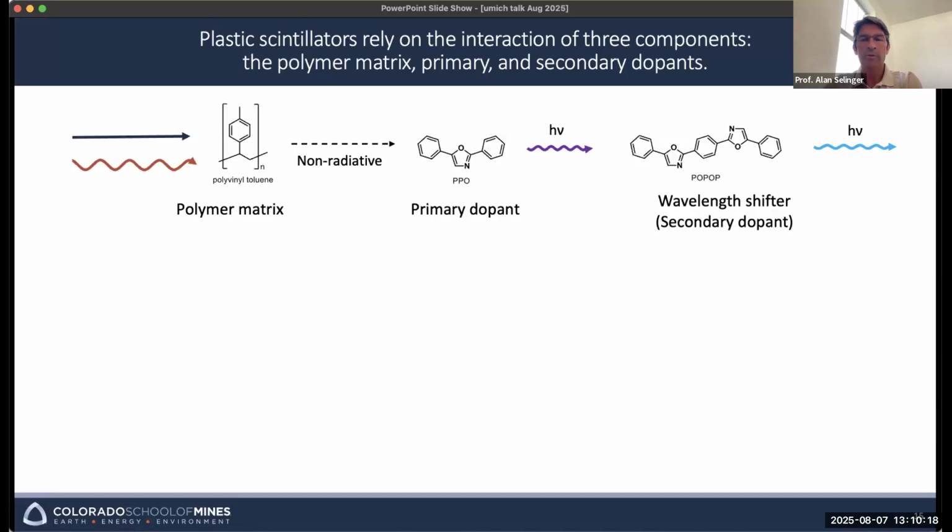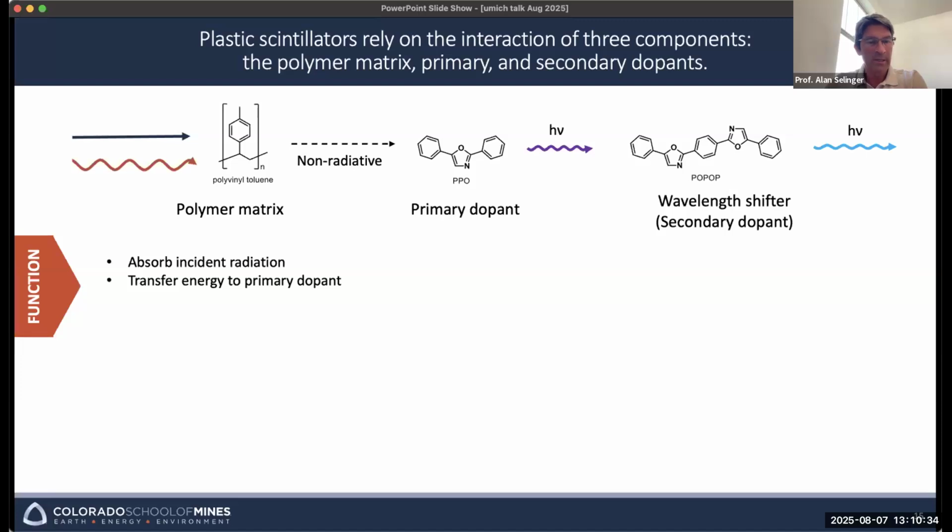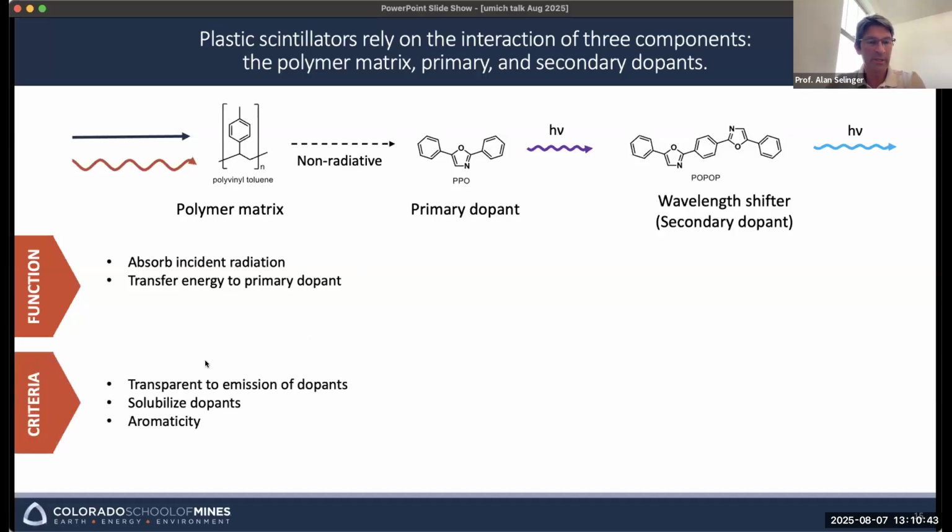And so then that would be an opening for chemists to be able to choose other types of fluorescent dopants that could be used with the newer developments of these detectors. So basically, the main function of the polymer is to absorb and transfer that energy to the primary dopant. It needs to be transparent and needs to be able to solubilize the dopant, and it turns out it needs to have this aromaticity, which means it needs to have these basically benzene rings that can absorb the incoming radiation and then transfer that energy to the primary dopant.